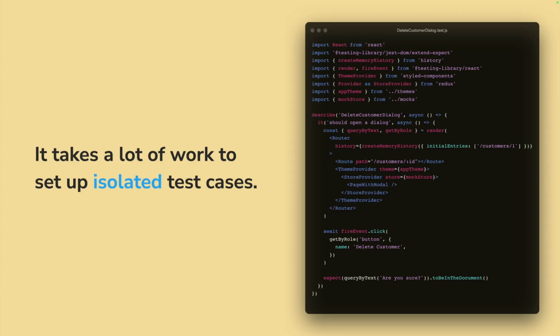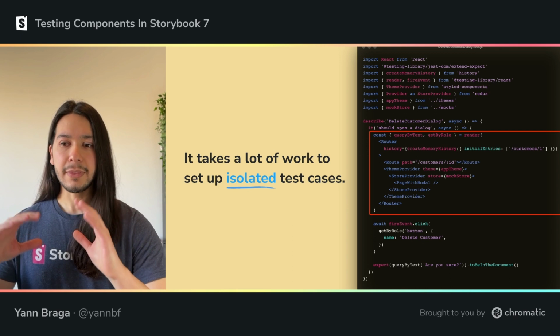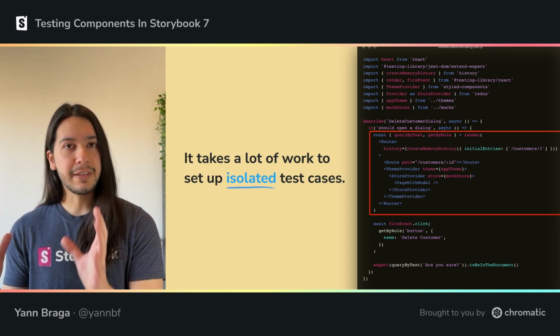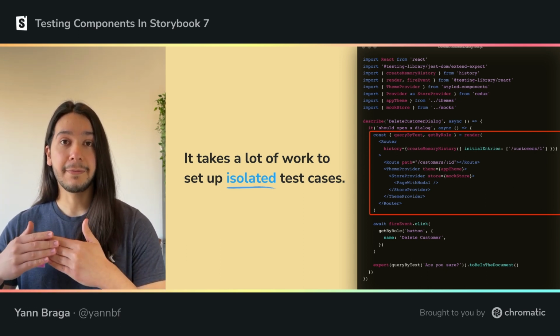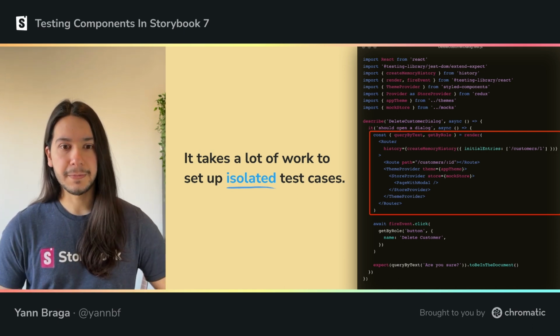But the thing is, it takes quite a lot of work to set up those isolated test cases. So on the right side, we have an example using React Testing Library and Jest, where in order to actually just render the component in isolation, I needed to set up a routing mock. I needed to pass a theme provider, and I also needed to set up some state management mock just for the component to render. So then I can finally worry about making some interactions and making some assertions.